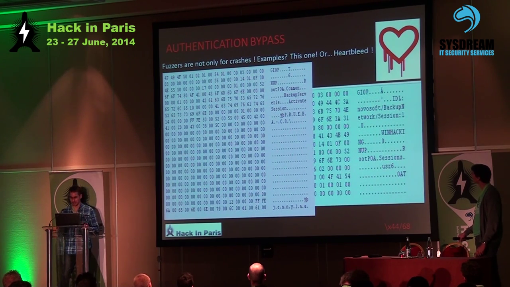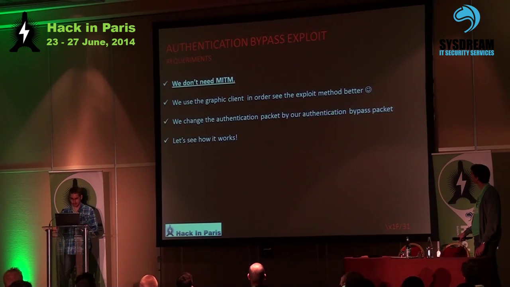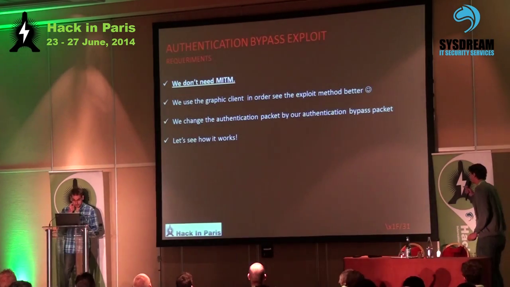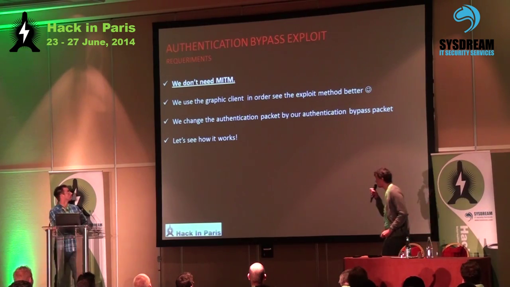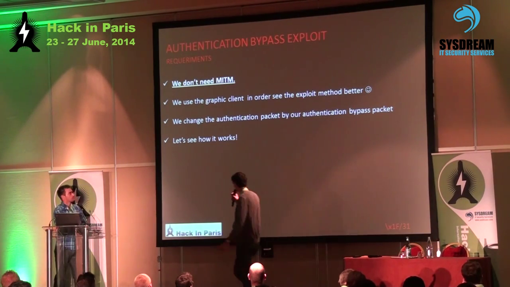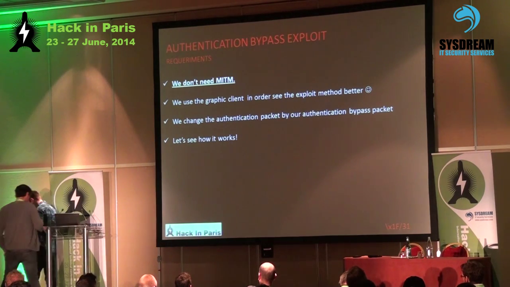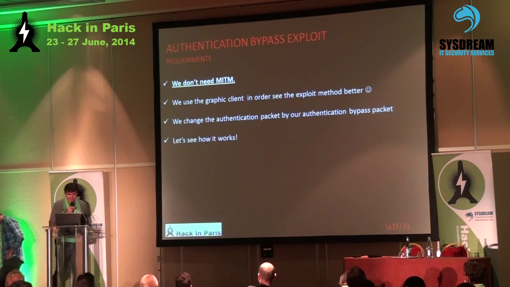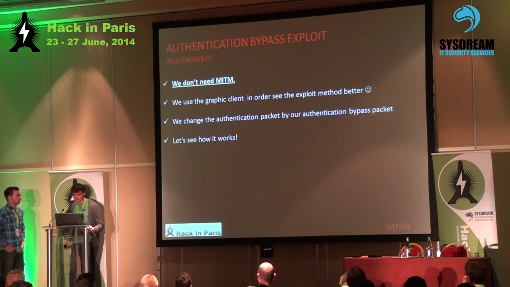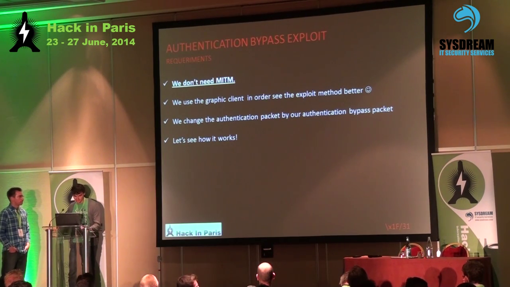So as you can see here, fuzzers are not only for crashes. Here we have this pretty self-explanatory example. But another one, maybe Heartbleed. You know about this, of course. Okay, some requirements: we don't need a man in the middle. We use the graphic client only to show the exploit better. We only have to change the authentication packet with our authentication bypass packet.